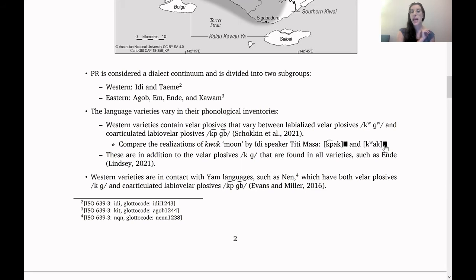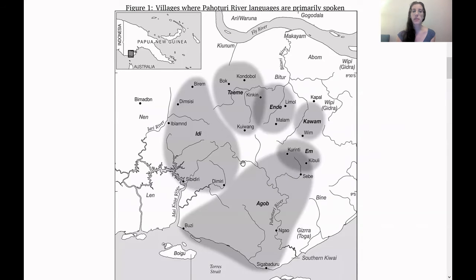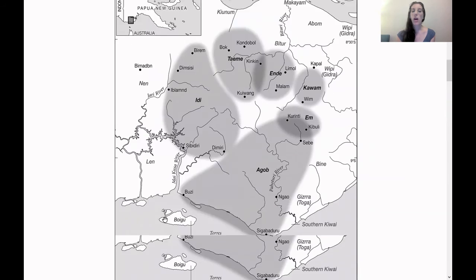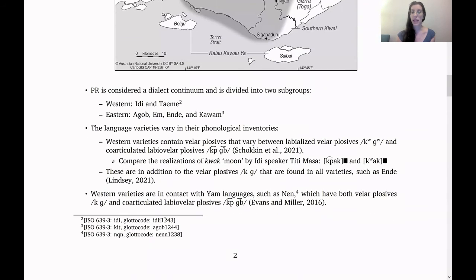All right, so they're similar, but there's a great deal of variation by the speakers. Now, besides these labialized velar plosives, we have the typical non-labialized velar plosives found in all the varieties. What's interesting is that the Yam languages, which are spoken to the west, such as Nen, also have labialized velar plosives, gba and gba, as well as the velar plosives ga and ka.